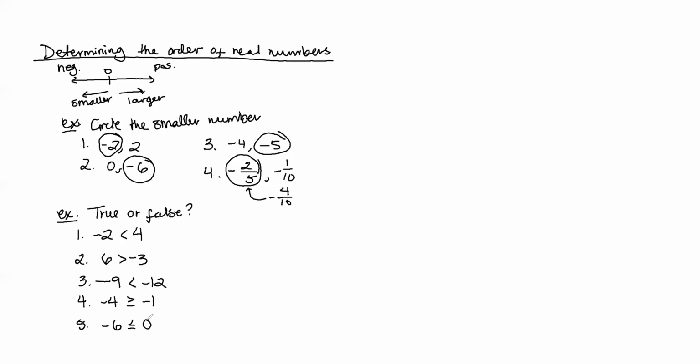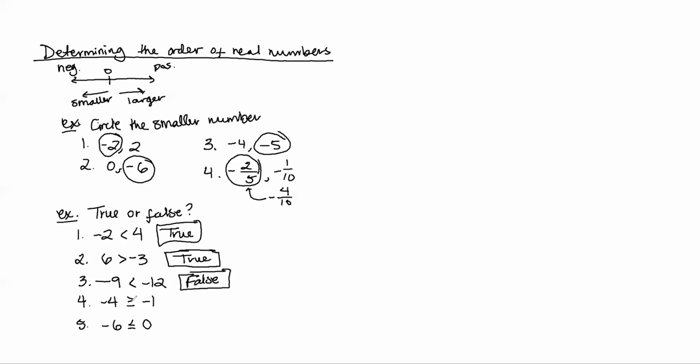And so number 1, we've got -2 is less than 4. This is true. So negative is smaller than a positive. Number 2, 6 is greater than -3. This is also true because a positive is greater than a negative. -9 is less than -12. If these were positive numbers, that would be true, but they're negative, so this is false because -12 is smaller.